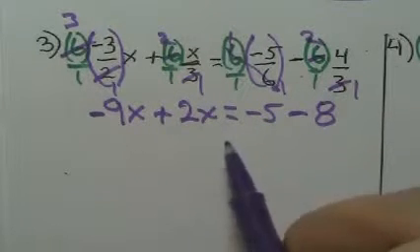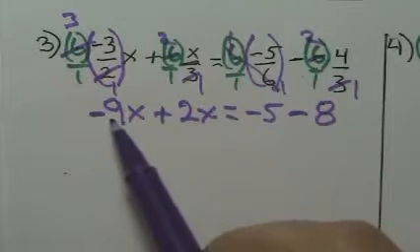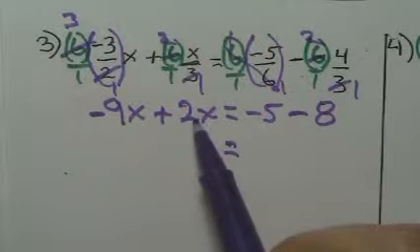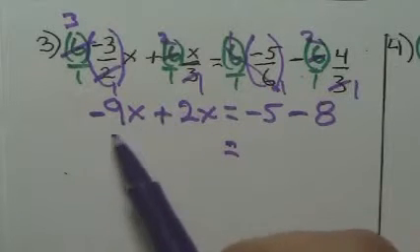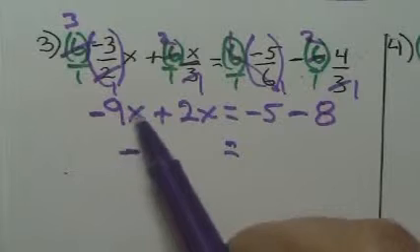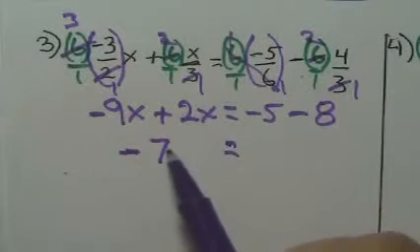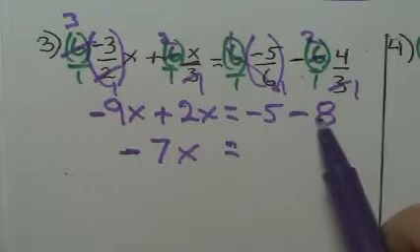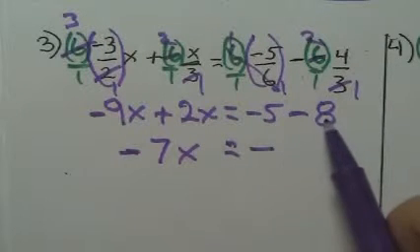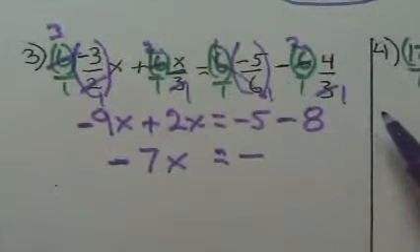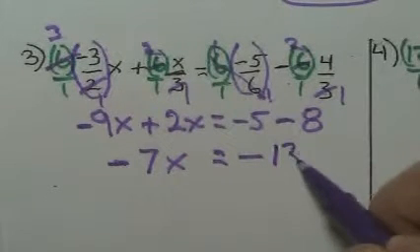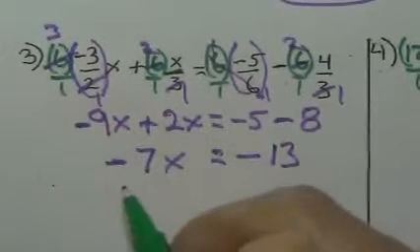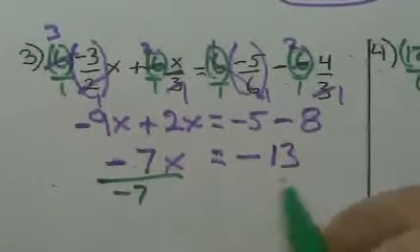Okay, let's do a little combining of like terms. I have negative 9x. I'll bring down my equals here. Negative 9x plus 2x. Well, I know there's more negative. 9 take away 2 is 7. So it's negative 7x. On the right side, negative 5 and negative 8 is negative 13. Then I'm going to divide by negative 7.